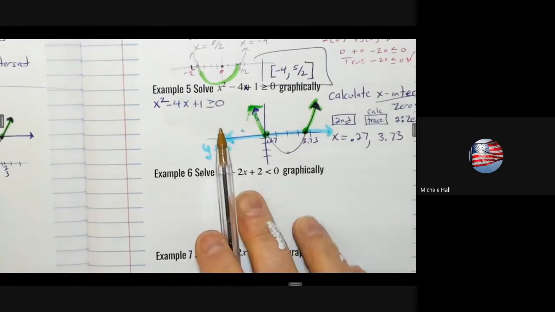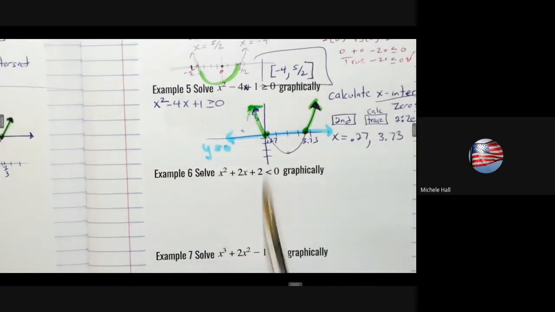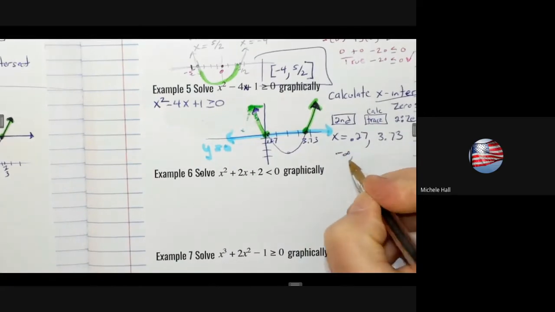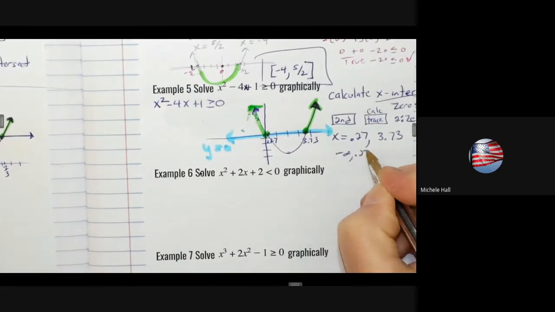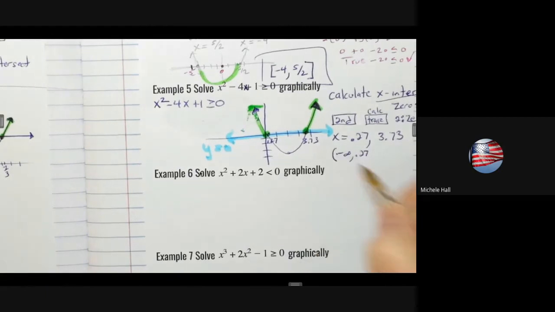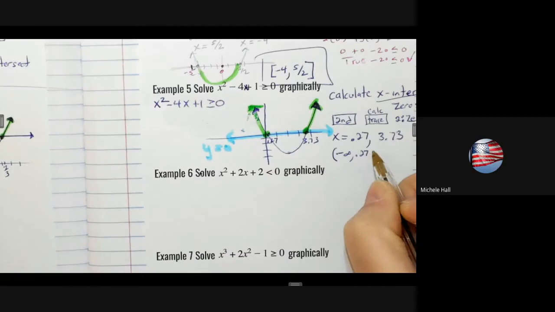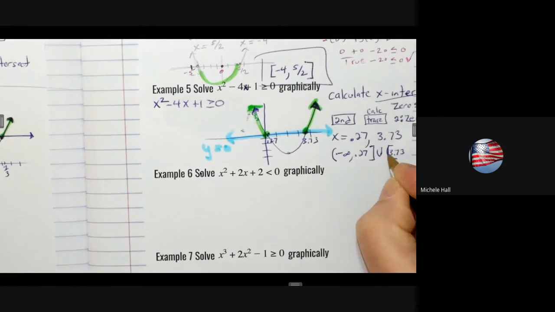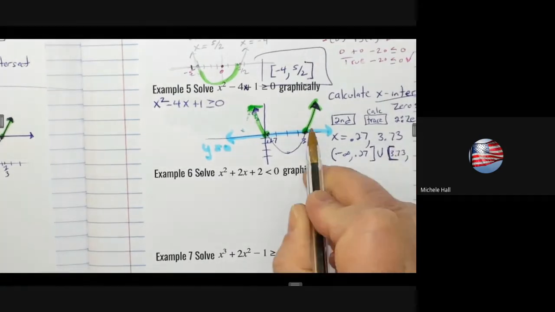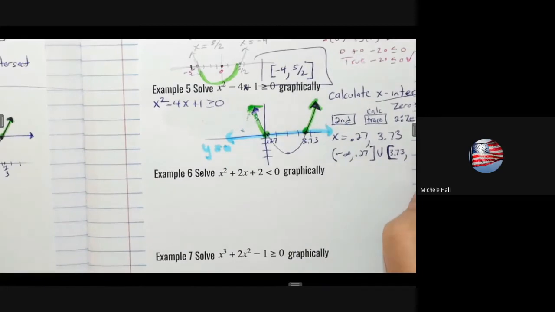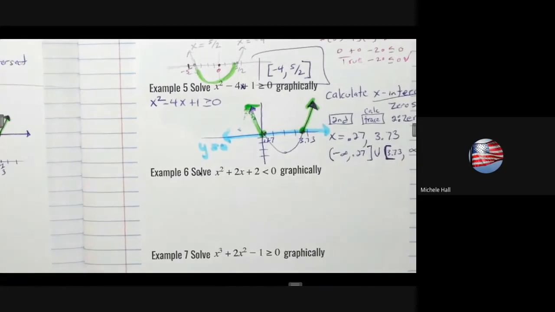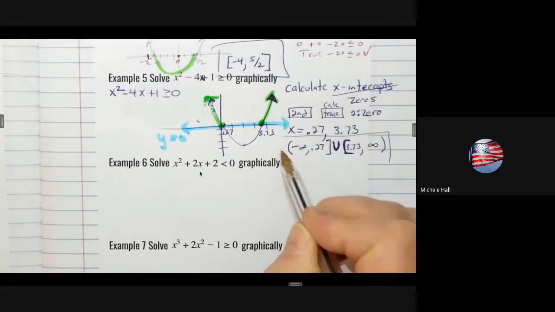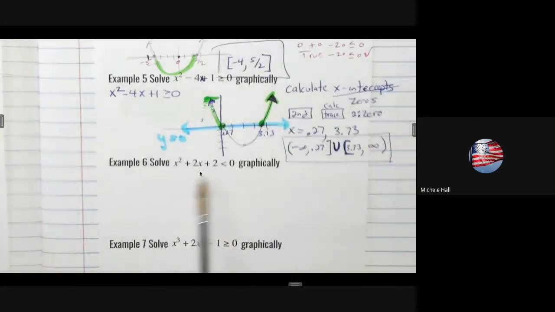So from -infinity to 2.7. -infinity all the way up to 2.27, 2700ths. Does not include -infinity, but it does include 2700ths. In union, it's going to start at 3.73. It does include 3.73, and it's going to go to infinity. Final answer.